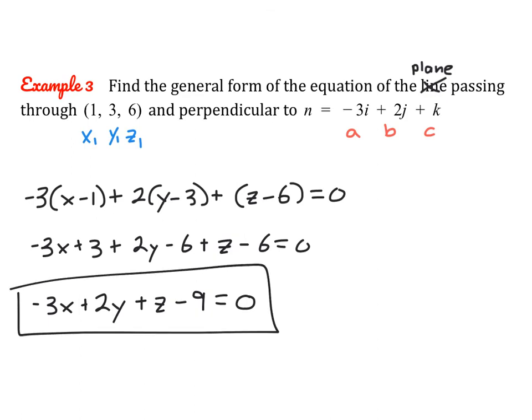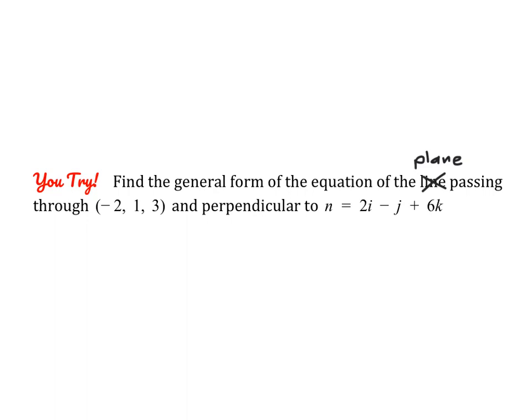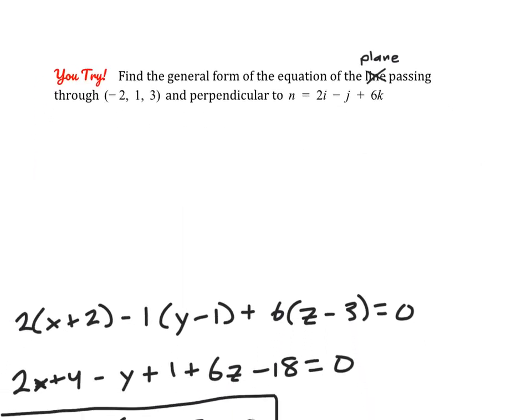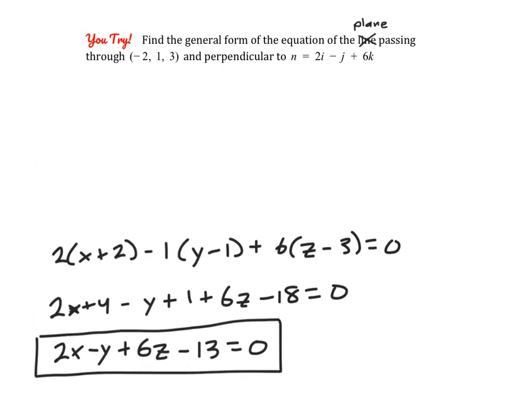I do just want to point out this is slightly different than making an equation of a line, because instead of having a vector that is parallel, we need a vector that is perpendicular. All right, go ahead and pause the video and give this last problem a try. Okay, so here, once again, these are going to be our x1, y1, z1 values, and this is going to be a, b, and c. So we just plug it into our formula, distribute, and combine like terms to place it into general form.